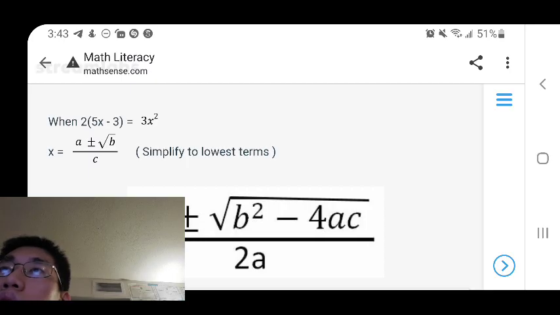So far it's 100. My score's 100 so far. Let's see.